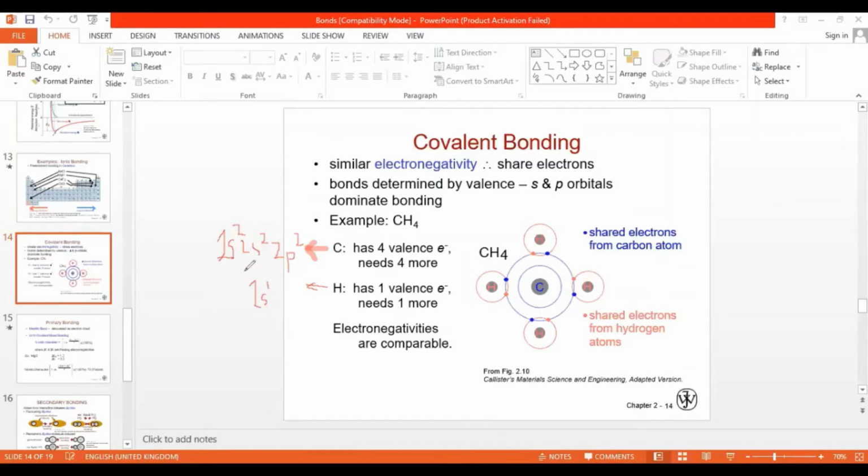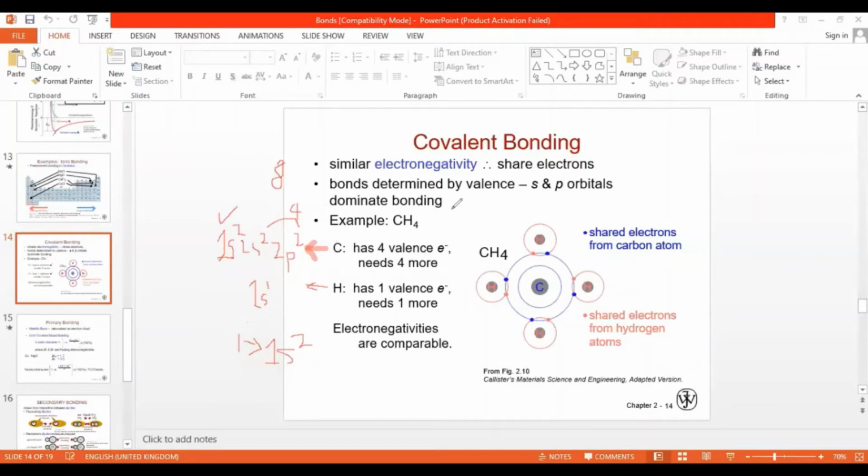In this case, 1s2 for carbon is fine, but here 2s2 and 2p2 is there. We need 8 to be stable, but we have only 4. So we need 4 more. And hydrogen has a 1s1 electron level. In order to be stable, it needs 1 more electron, and then it will gain the status of 1s2. So hydrogen needs 1 electron, carbon needs 4 electrons.